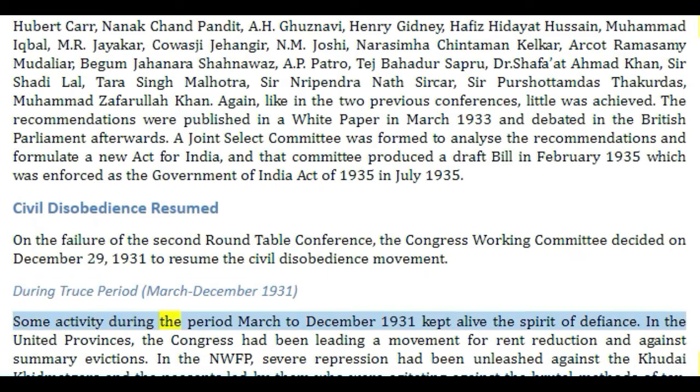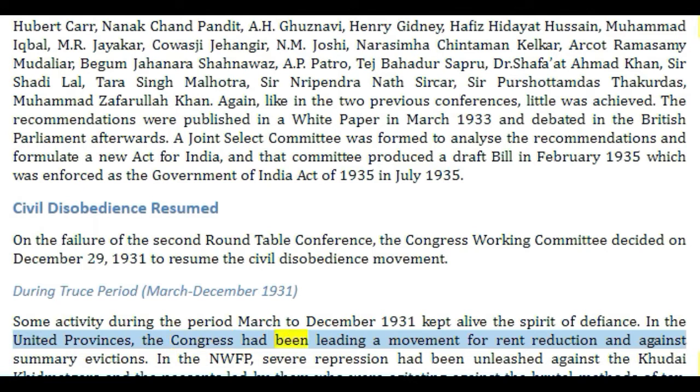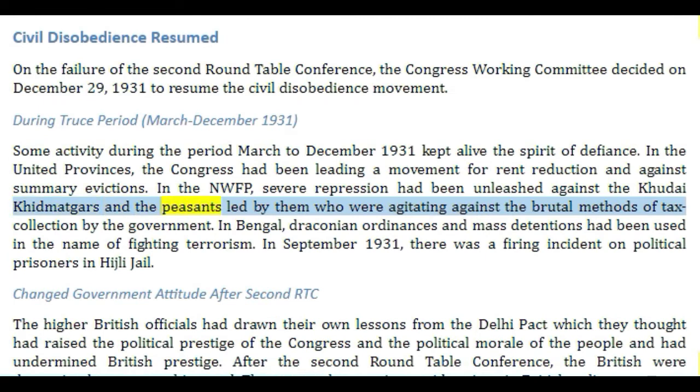During the truce period, March to December 1931, some activity kept alive the spirit of defiance. In the United Provinces, the Congress had been leading a movement for rent reduction and against summary evictions. In the NWFP, severe repression had been unleashed against the Khudai Khidmatgars and the peasants led by them, who were agitating against the brutal methods of tax collection by the government. In Bengal, draconian ordinances and mass detentions had been used in the name of fighting terrorism. In September 1931, there was a firing incident on political prisoners in Hijli jail.